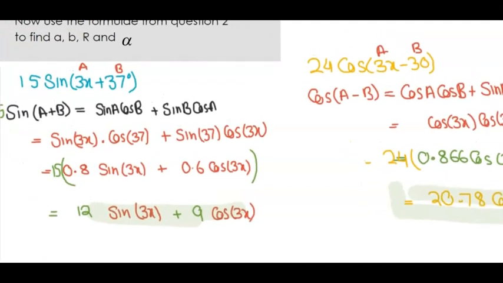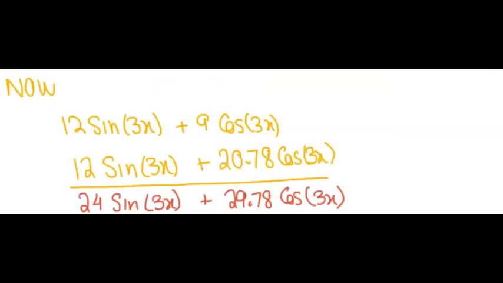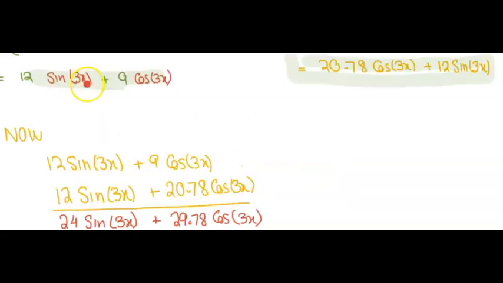So what you need to do is just add them. Now to add them, you have to be very careful. Because if you have a look at previously, this is 12 sine 3x. So I write 12 sine 3x plus 9 cos 3x. If this is 3x and this is 4x, we can't do it, but you won't get a question like that. Now here it's 20.78 cos 3x. So this should be under the cos 3x. I can't write it here. So this has to be here. And this 12 is going to be here. Sine under sine, cos under cos.